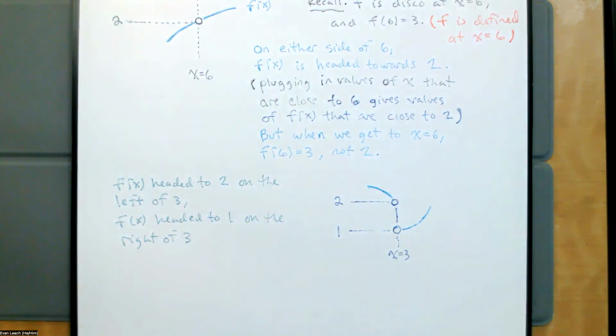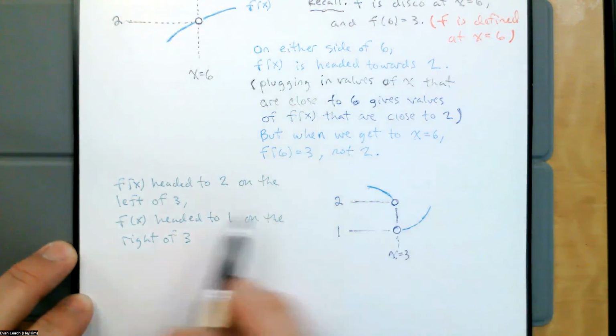So we need to describe this language. When we're plugging in values close to 3 on the left, it looks like the function is headed to 2. When we're plugging in values of x that are close to 3 on the right of 3, so slightly larger than 3 on the positive side of 3, then we're getting values that are close to 1. So we need some language for this, and then we need to fix this term to make it nice and rigorous.